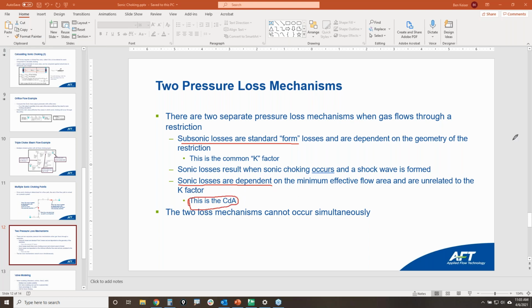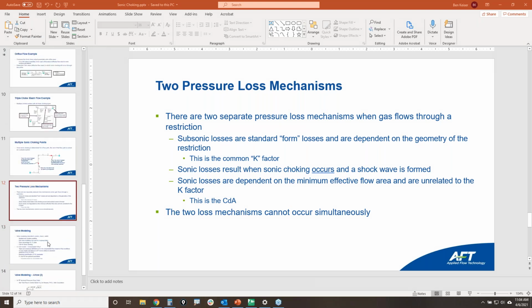So the thing is, if you're subsonic, you're going to see a loss based upon the K factor. If you are sonically choked, then that K factor doesn't matter. You're going to see a pressure drop due to the CDA value for sonic choking. And it's important to point out that these 2 pressure loss mechanisms cannot happen at the same time. Either you're going to have a subsonic loss, or you're going to have a sonic loss when the Mach number equals 1.